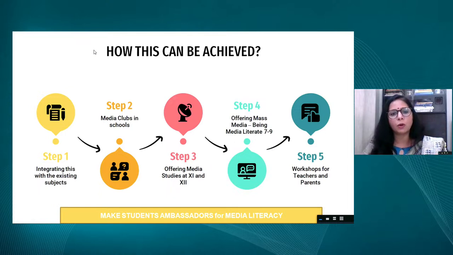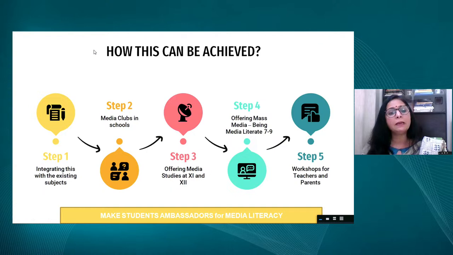About what all we should do. The first and foremost thing teachers can do: one, this could be integrated with the existing subjects. You're teaching political science, you're teaching sociology, you're teaching language. In each subject, there is a possibility wherein you can integrate media literacy.